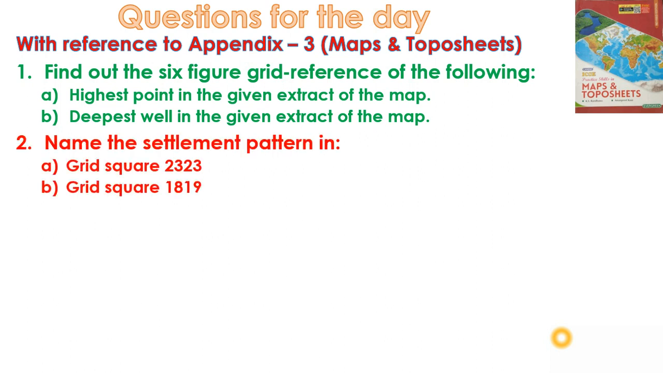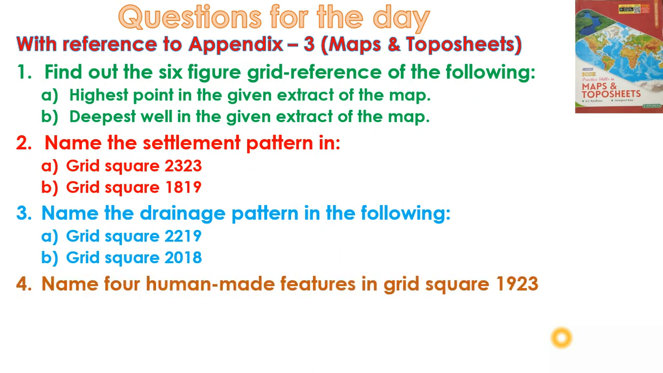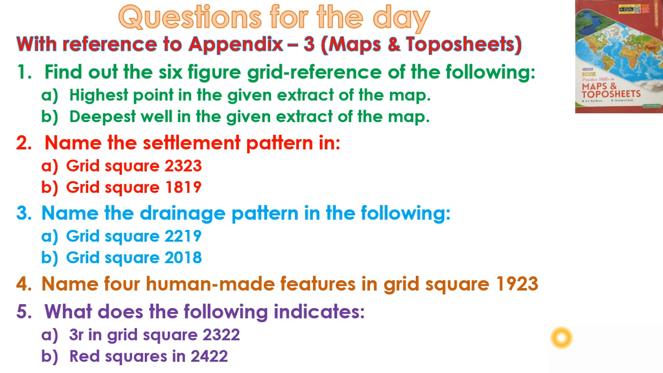Then second one, name the settlement pattern in the given grid squares. There are 2 grid squares given. You have to find out the settlement pattern. Then name the drainage pattern for the following. And the fourth question, name any 4 human-made features in grid square 1923. So look at that one particular grid square, just list any 4 human-made features that you can see in it. And another question is: what does the following indicate? 3 are in grid square 2322. Then red squares in 2422.